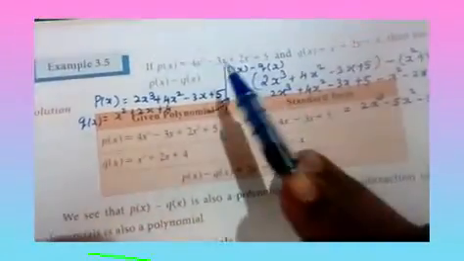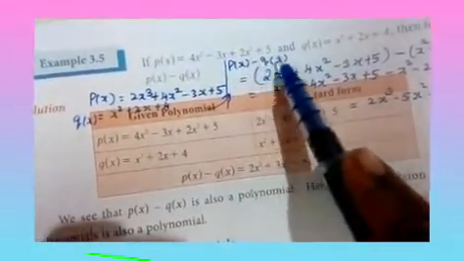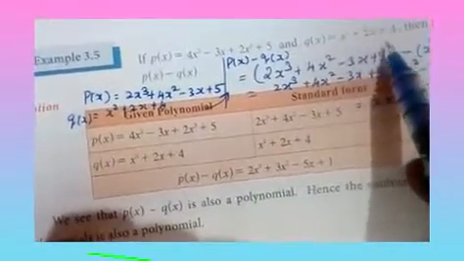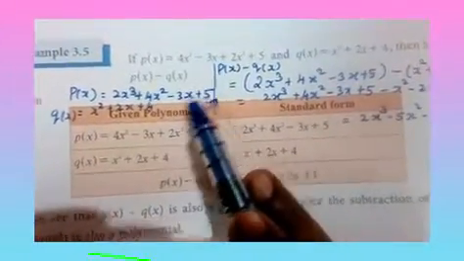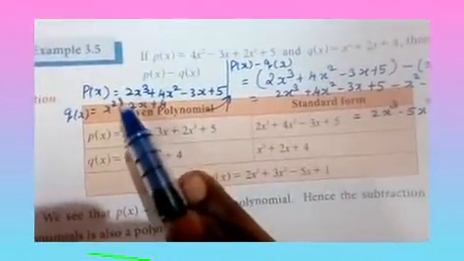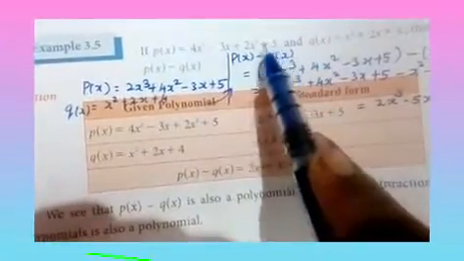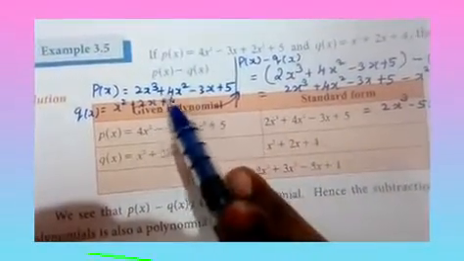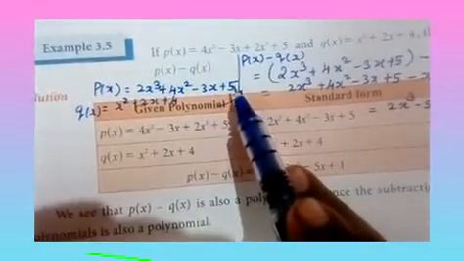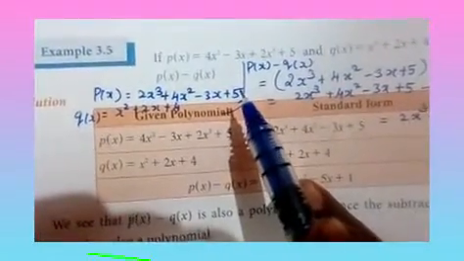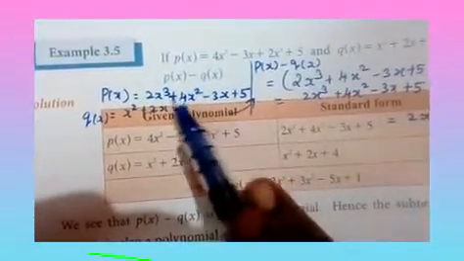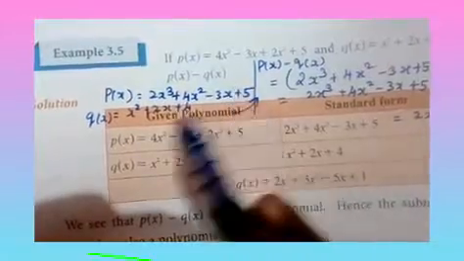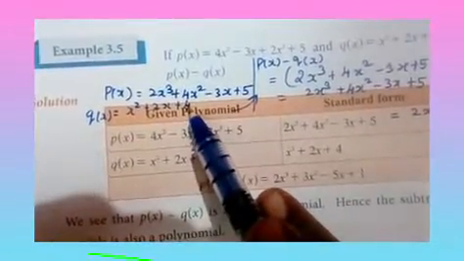Now example 3.5. If p(x) = 4x^2 − 3x + 2x^3 + 5 and q(x) = x^2 + 2x + 4, then find p(x) − q(x). In the same way, write in order. The given p(x) is not in standard form, so write it in standard form: 2x^3 + 4x^2 − 3x + 5. Again, listen: standard form means you write the powers in order, increasing or decreasing order: 3, 2, 1. Then q(x) is given in order in the question itself.